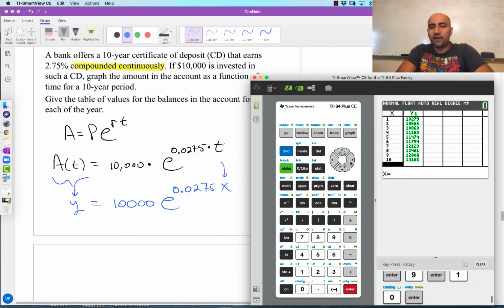Okay, so here's my account balances. If I want to get a more specific one, I can use my arrows and go up like this and find it. So after 1 year, this is the account balance, $10,278.82. After 2 years, this is the account balance, $10,565.41, and so on and so forth. So we can see the account balance is growing. Okay, so it says, let's see, did we answer everything?